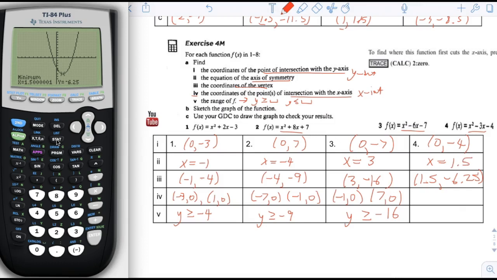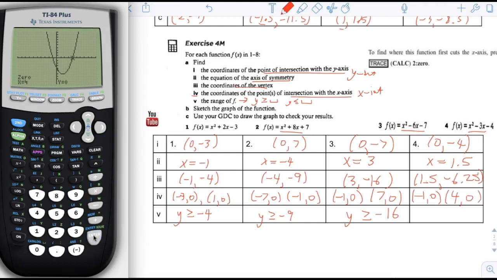Then we're going to do second calc 0 to find the x-intercept. So we do second calc 0, and we move the cursor slightly to the left of the x-intercept. And then we move it slightly to the right of the x-intercept. And it tells us that one of the x-intercepts is -1, 0. And the other x-intercept is going to be between here and here, 4, 0.